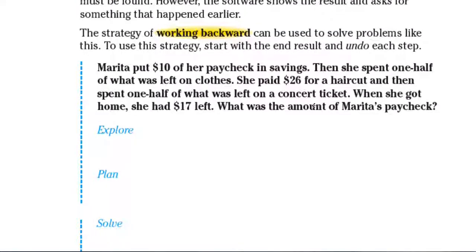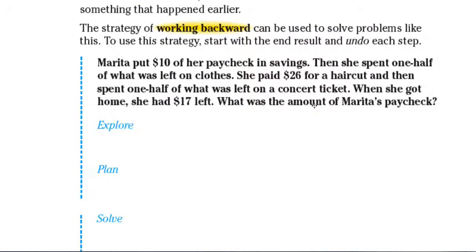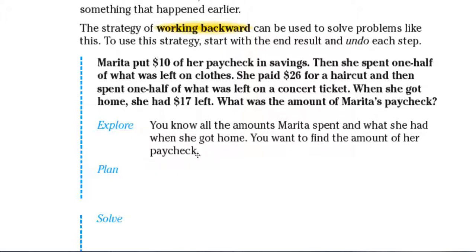Let's take a look at this particular example on personal finance. Marita put $10 of her paycheck in savings. Then she spent one half of what was left on clothes. She paid $26 for a haircut, and then spent one half of what was left on concert tickets. When she got home, she only had $17 left. What was the amount of Marita's paycheck? You know all the amounts Marita spent and what she had when she got home. You want to find the amount of her paycheck.